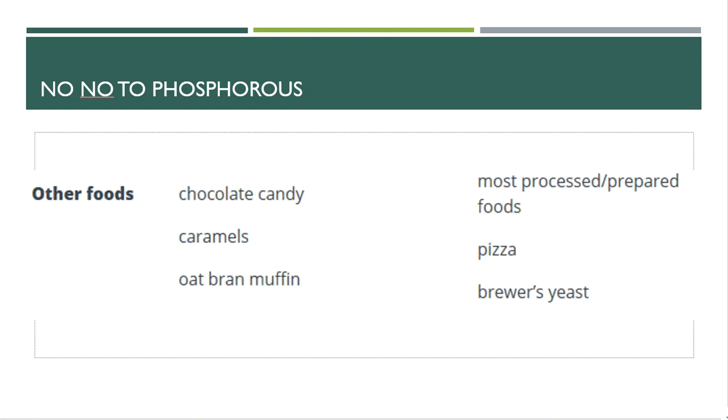And other foods: chocolate candies, caramels, oat bran muffins. That's kind of weird that they specifically target that. What about blueberries? Most processed or prepared foods, which is really the majority of the grocery store nowadays, pizza, and brewer's yeast. All of those have very high levels of phosphate. So you would want to stay away from those if you are looking at your phosphate intake. Again, all the good things are right up on the screen.